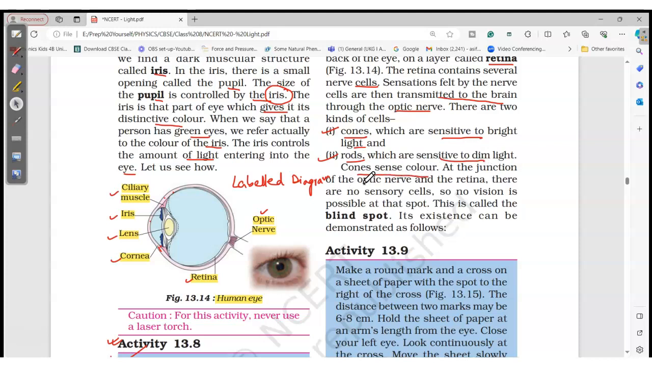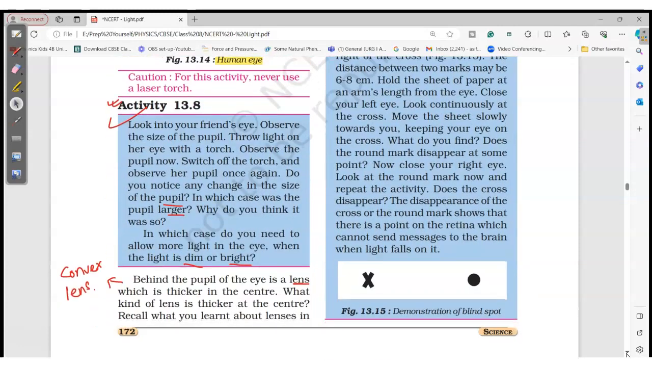Okay, at the junction of the optic nerve and the retina, at this point where the optic nerve and the retina meet, there are no sensory cells. So if there are no sensory cells, then light cannot be sensed at that point. So no vision is possible at that spot. And that is why that spot is called the blind spot. Is that clear to everyone? So this is the structure of a human eye, what the parts of the human eye are, what their functions are, and how it enables us to see the image of the objects around us.